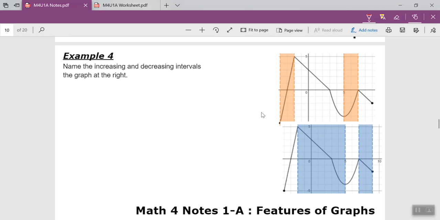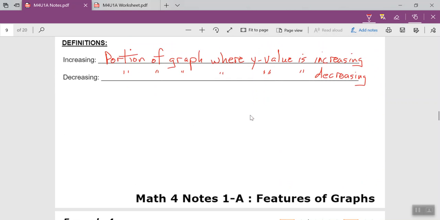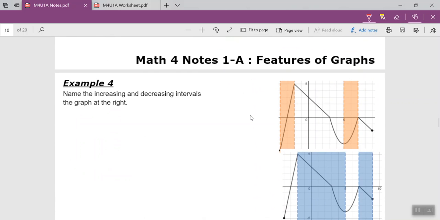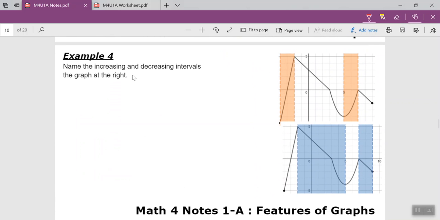I think I'm going to stop. Yeah. Well, no, I am going to finish this, and then I'm going to pause after this.